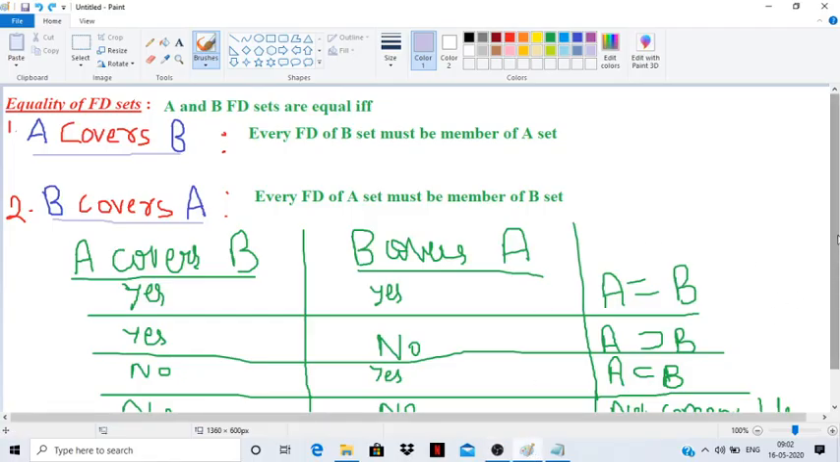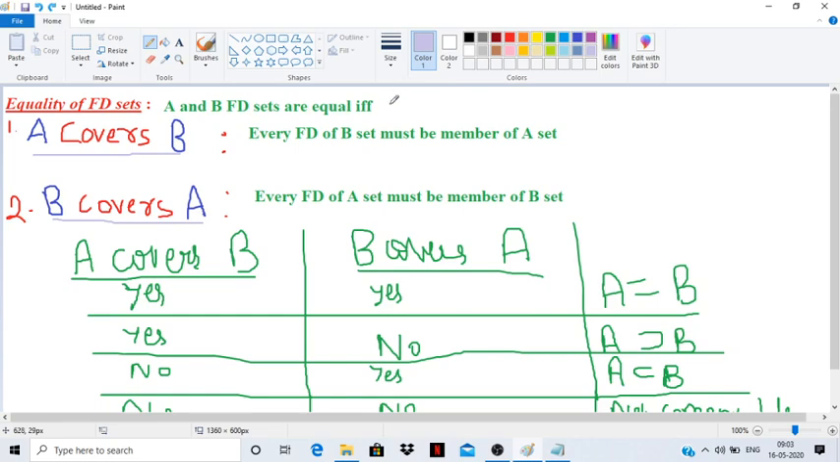So good morning guys. Today I am going to discuss one more topic of DBMS, which is equality of FD sets. What do you mean by equality of FD sets? We are given A and B, two FD sets, and the question is asking whether these A and B FD sets are equal or not.